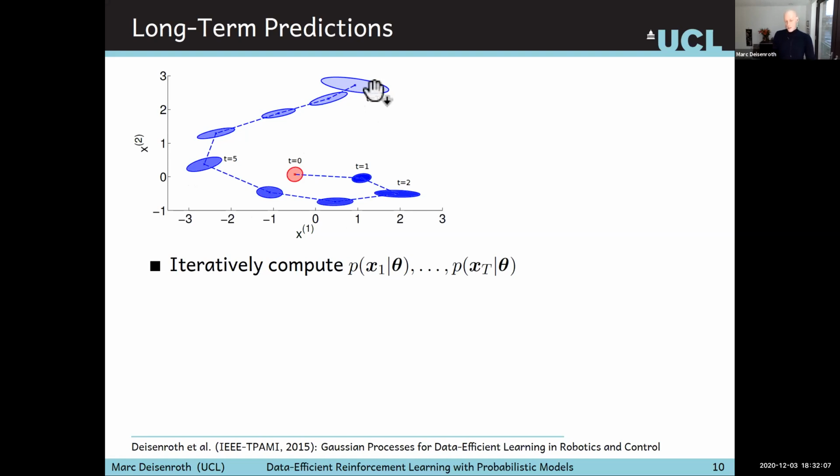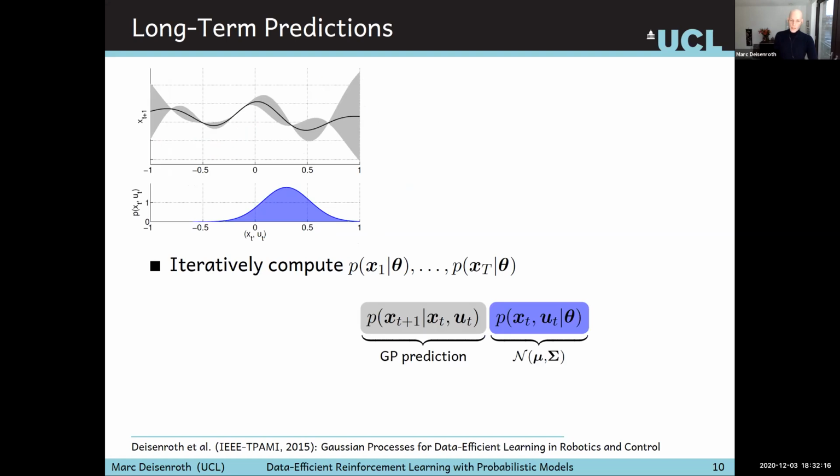I would now like to take one of these time steps out and highlight what kind of problems we have to solve mathematically. Assume we're looking at time step t, so we have a joint Gaussian distribution on the state and the control signal. And we have a Gaussian process that tells us, for a given state and a given control signal, you get the following distribution over the next state.